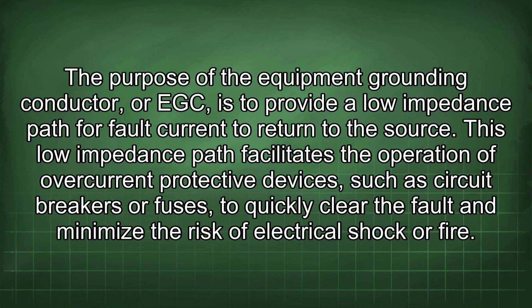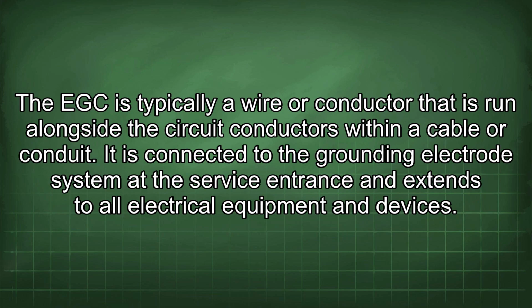The purpose of the equipment grounding conductor, or EGC, is to provide a low impedance path for fault current to return to the source. This low impedance path facilitates the operation of overcurrent protective devices, such as circuit breakers or fuses, to quickly clear the fault and minimize the risk of electrical shock or fire. The EGC is typically a wire or conductor that is run alongside the circuit conductors within a cable or conduit. It is connected to the grounding electrode system at the service entrance and extends to all electrical equipment and devices.